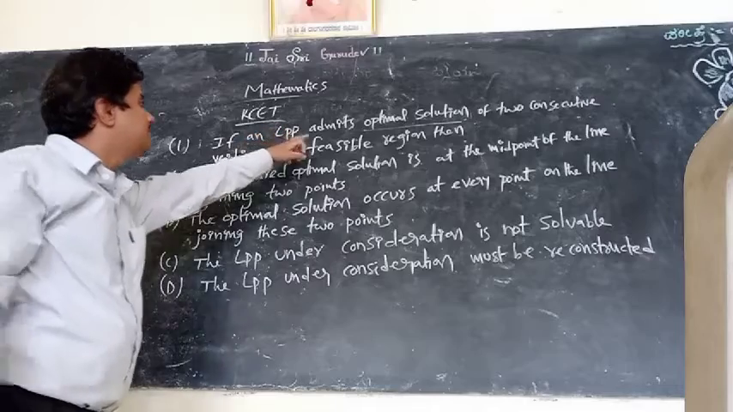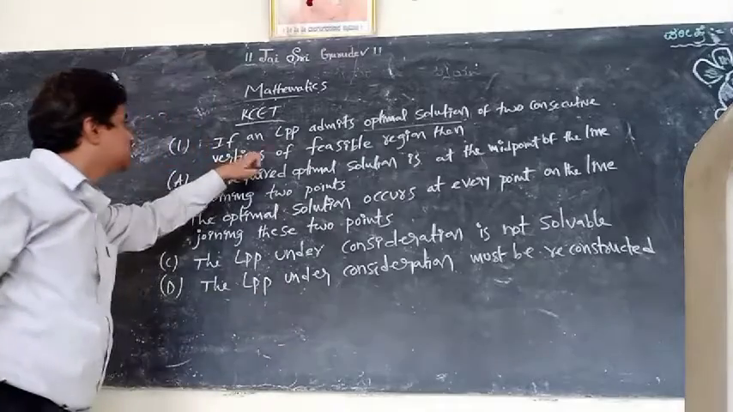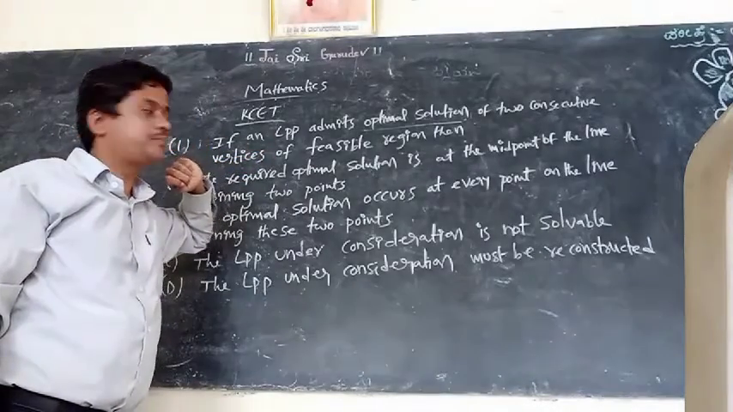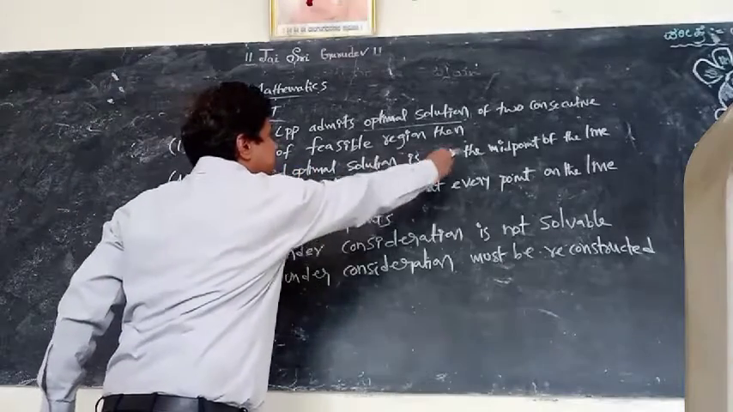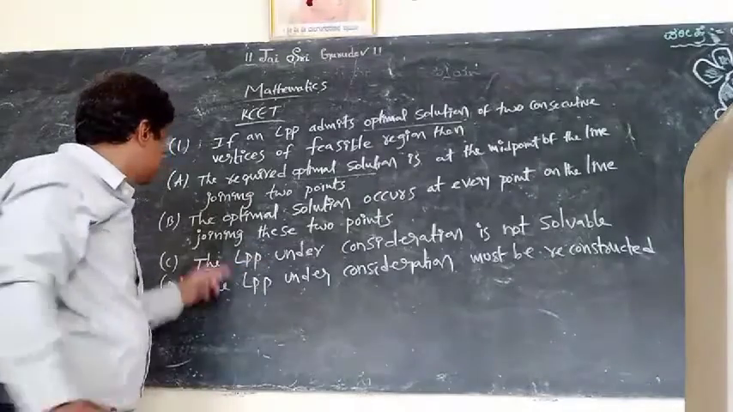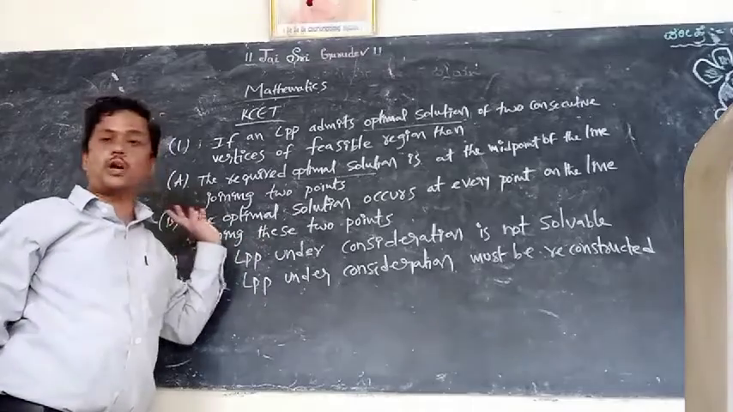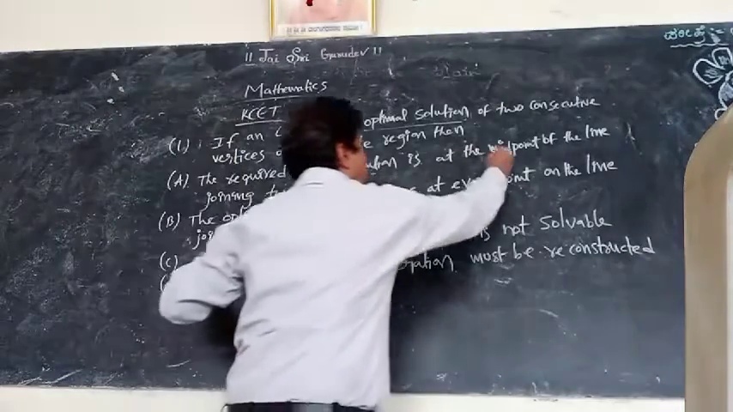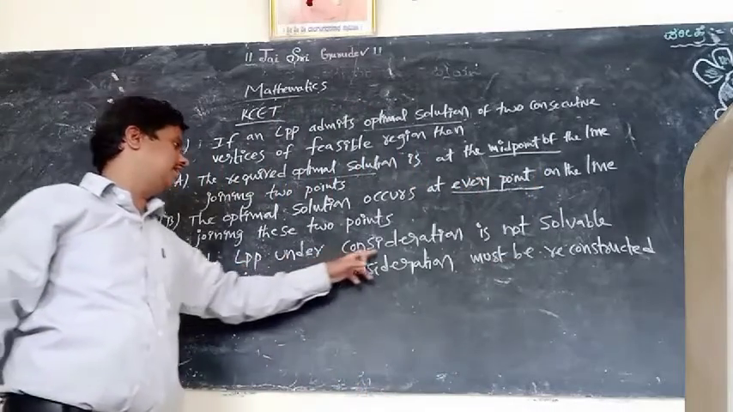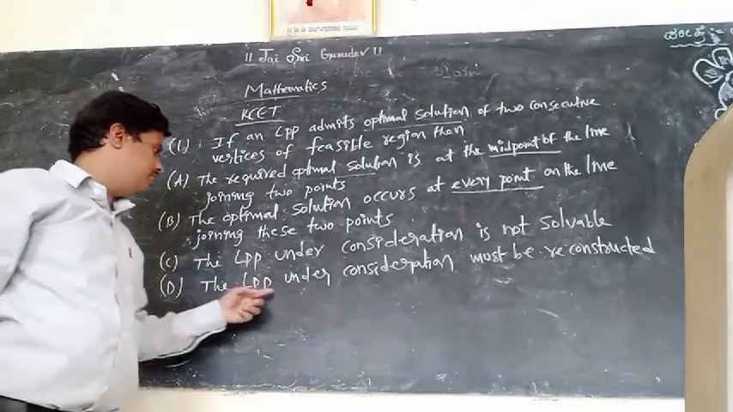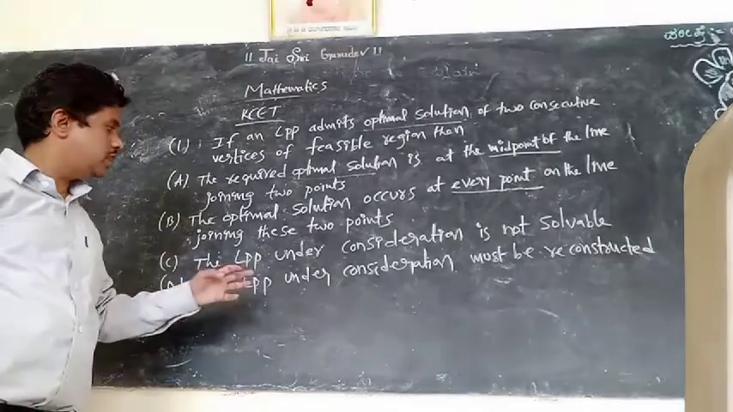We'll see another CET question. If an LPP admits an optimal solution at two consecutive vertices of a feasible region, then the first option is: the required optimal solution is at the midpoint of the line joining the two points. The second option: the optimal solution occurs at every point on the line joining these two points. So underline midpoint, and every point on the line. Third: the LPP under consideration is not solvable. Fourth: the LPP under consideration must be reconstructed. So which option is the right one?